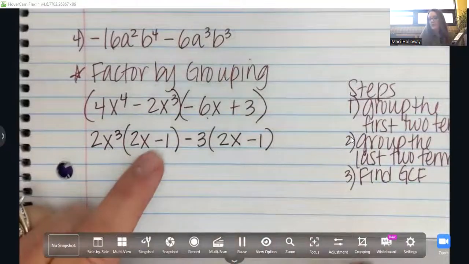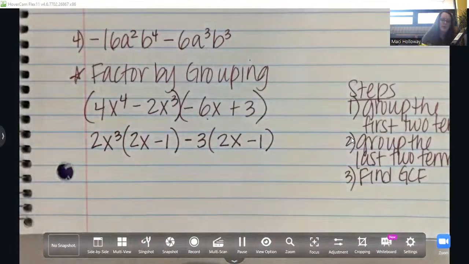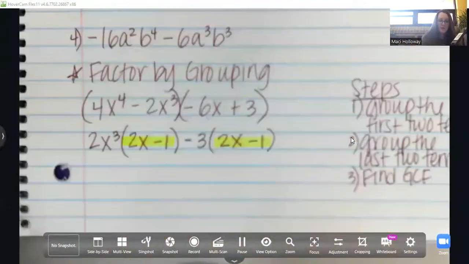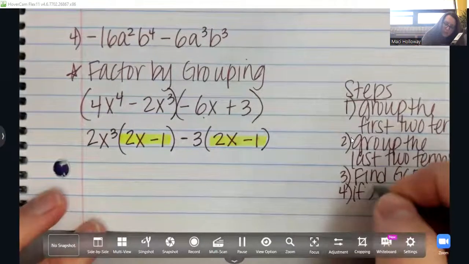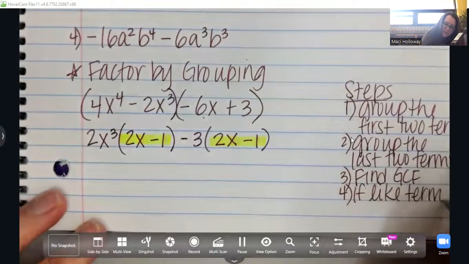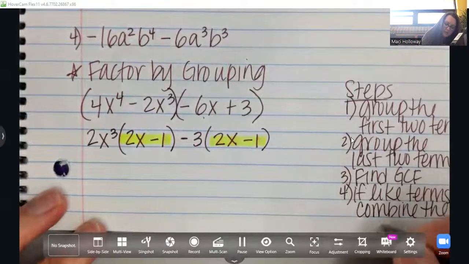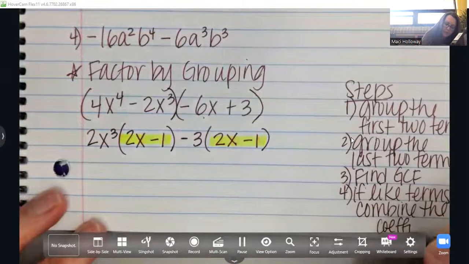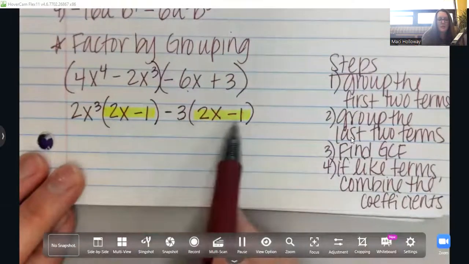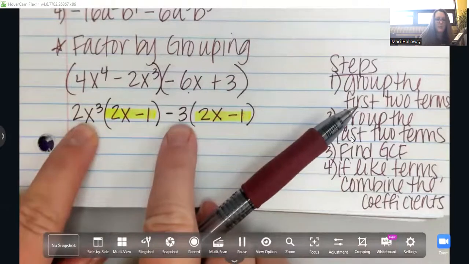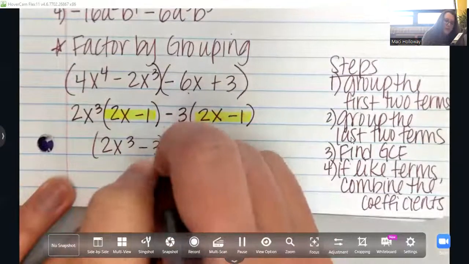All right. Wow. Notice what we have here. These are considered like terms, right? Because they are the same. So if these are the same, I'm going to say if like terms, combine the coefficients. So that means that these are like terms. So I'm going to combine the ones in the front. So I'm going to write it like this: 2x cubed minus 3. And what happens when you combine?